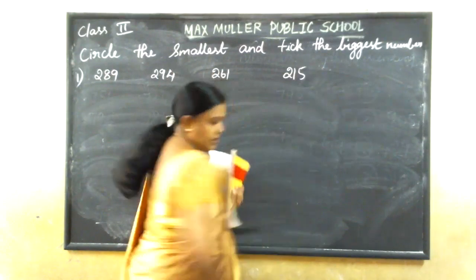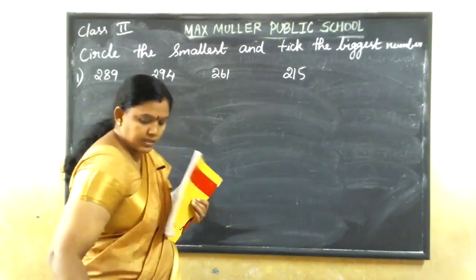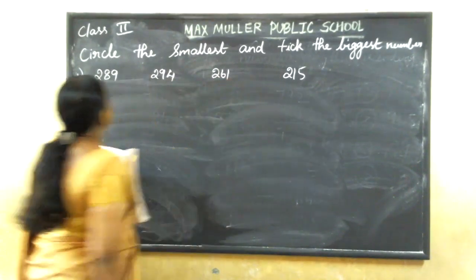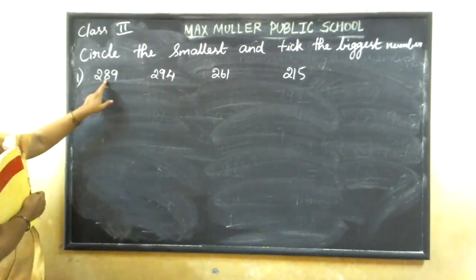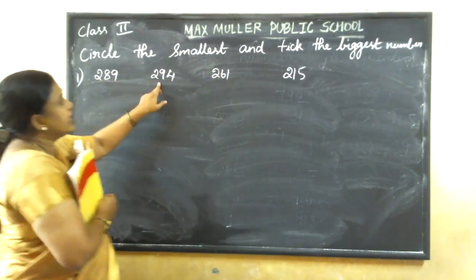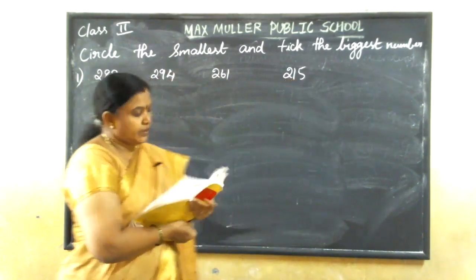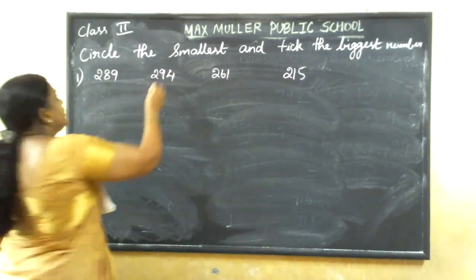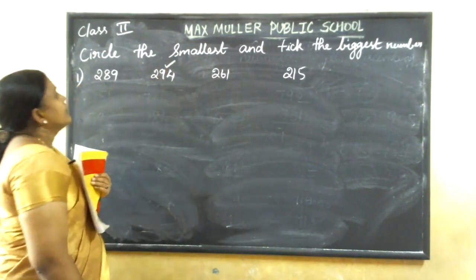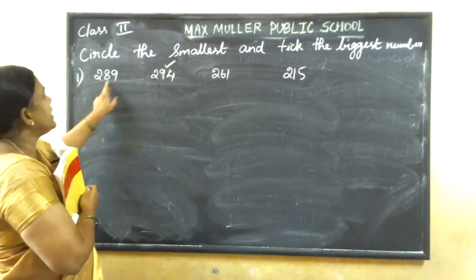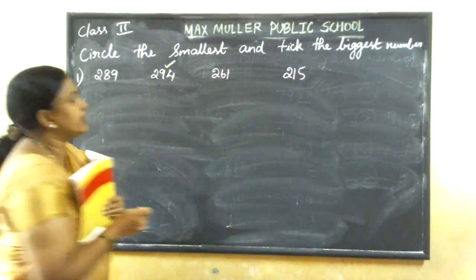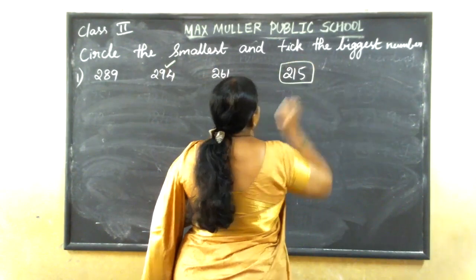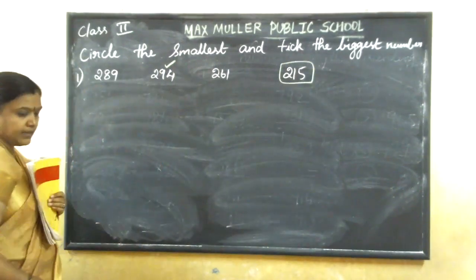See the hundreds place, children: 2, 2, 2, 2. In the tens place, here 8, here 9, here 6, 1. Which one is the big number? The big number is 9. So for that you want to tick. Which one is the small number? 1 is the small number. 215 is the small number. You want to circle it.